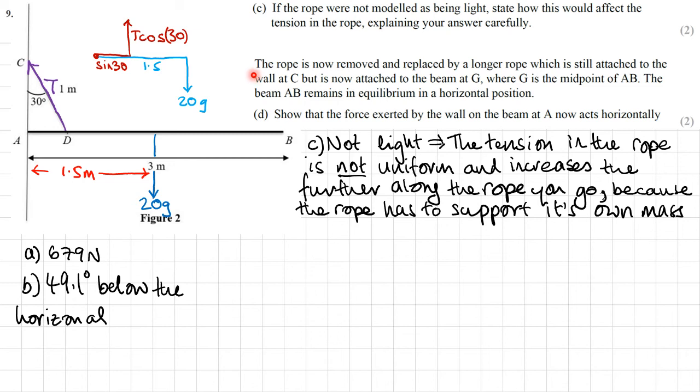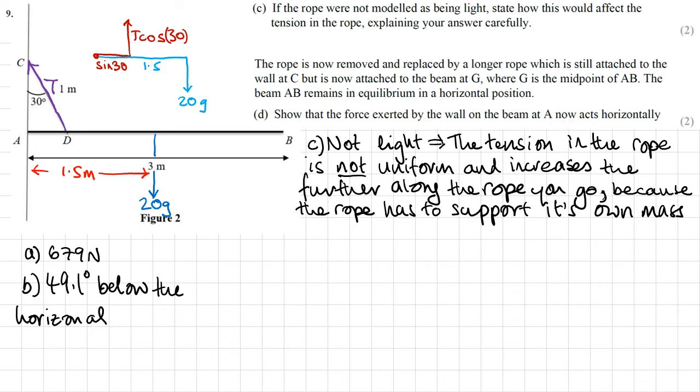Part D. The rope is now removed and replaced by a longer rope which is still attached to the wall at C, but now attached to the beam at G, where G is the midpoint of AB. The beam AB remains in equilibrium in a horizontal position. Show that the force exerted by the wall on the beam at A now acts horizontally.